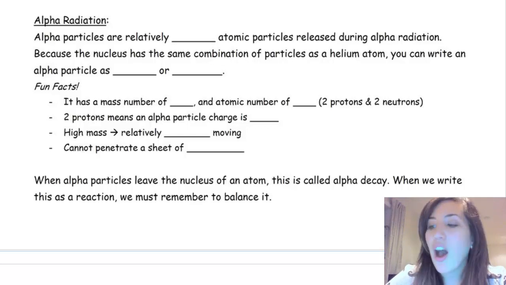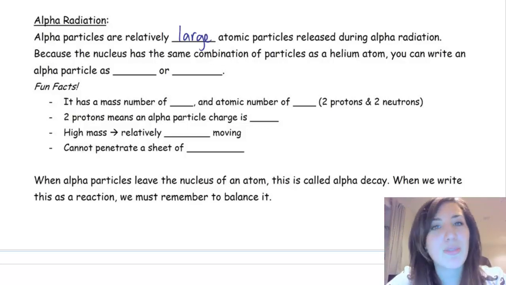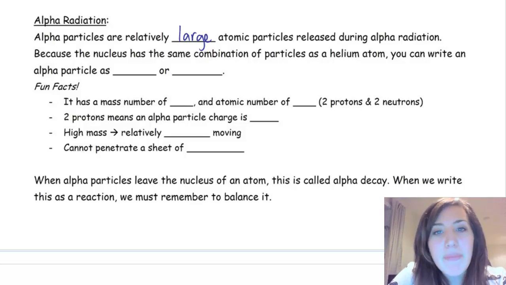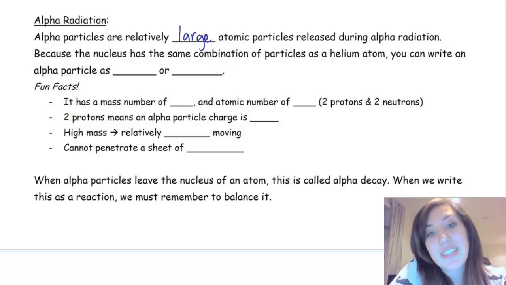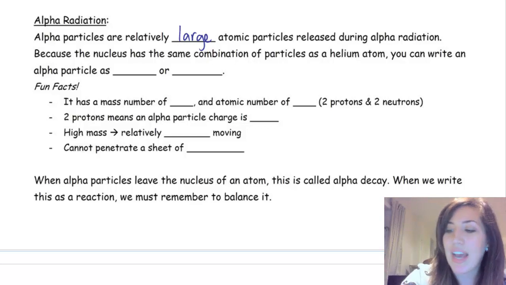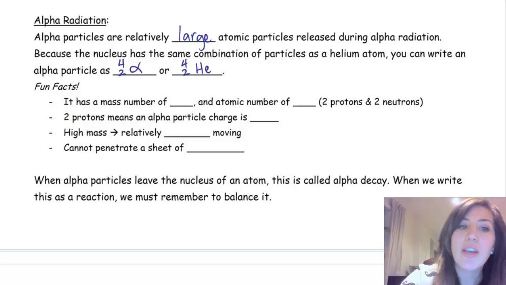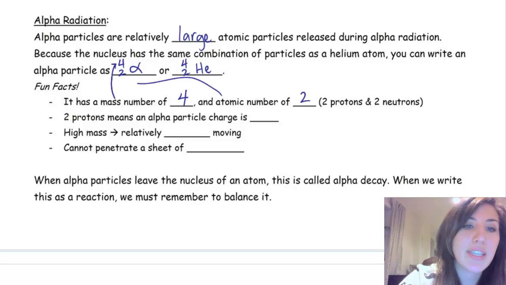Alpha particles are relatively large atomic particles. Relatively just means compared to the other ones, that is beta and gamma. They're released during alpha radiation. Because the nucleus has the same combination of particles as a helium atom, you can write it as either 4-2 alpha or 4-2 helium. This means that it has a mass number of 4, which we see up here, and an atomic number of 2, which we see down here.